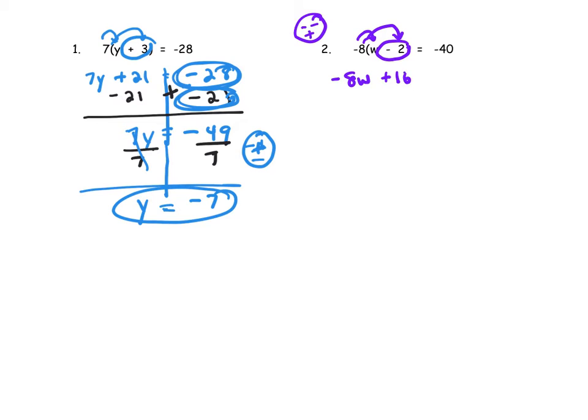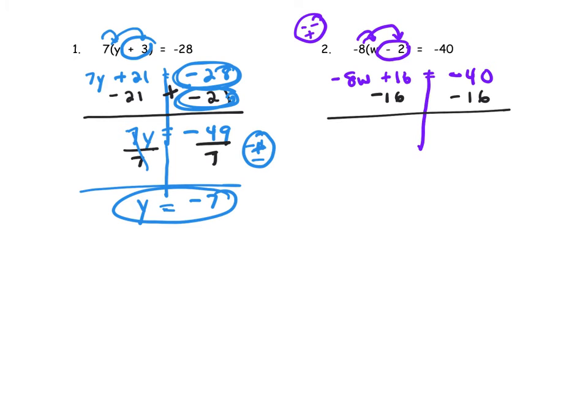Again, very common place to make an error. And the other side equals, negative 40. Let me clean that up a little bit. So now we're ready to start our solving steps. I always want to get rid of the constant, the number that is not with the variable, and I'm going to do that by taking away 16 on both sides.